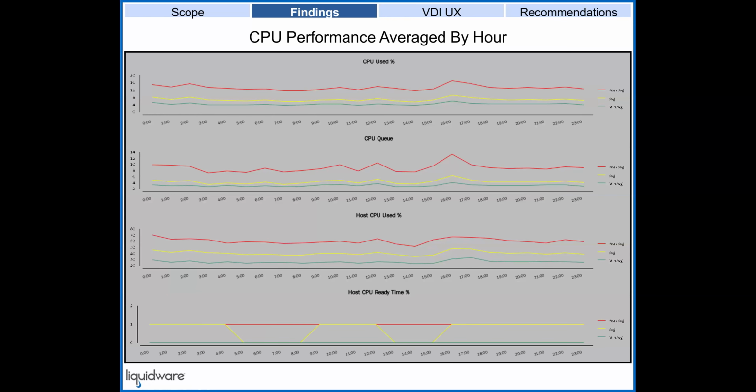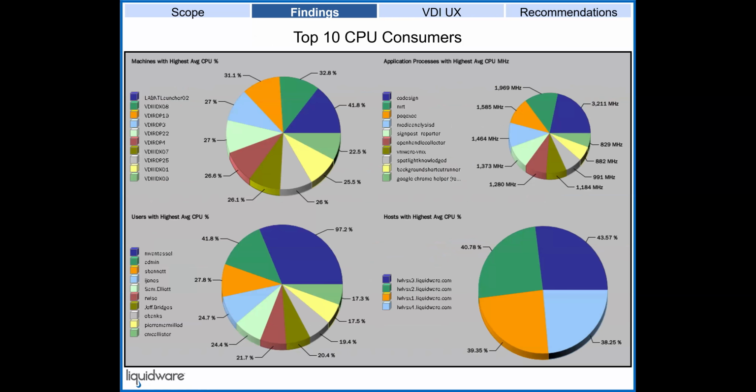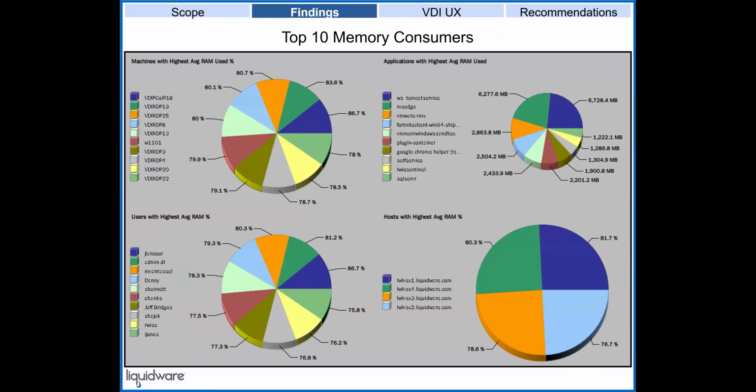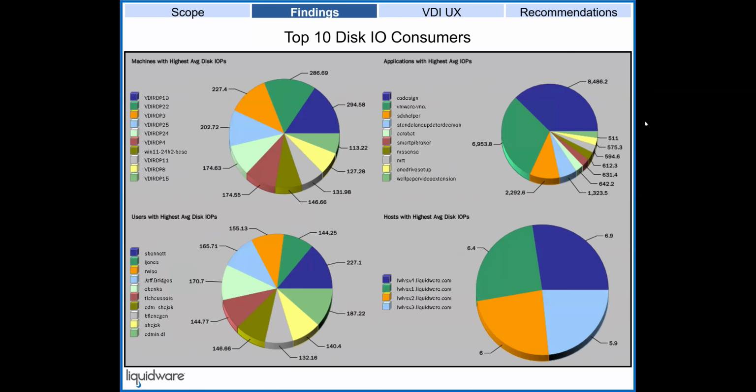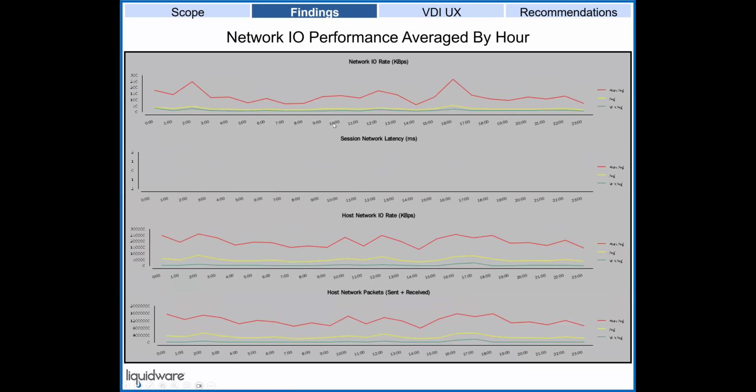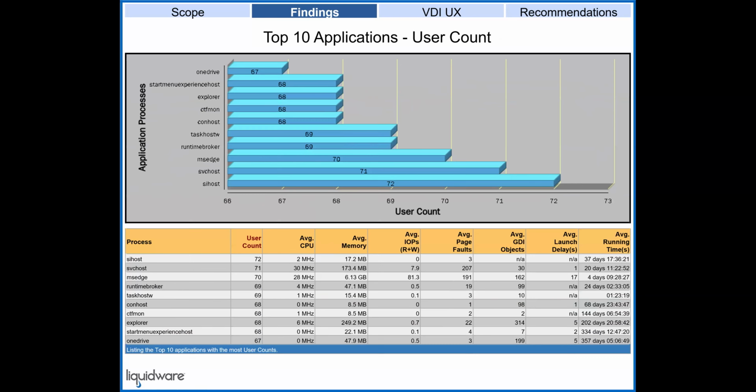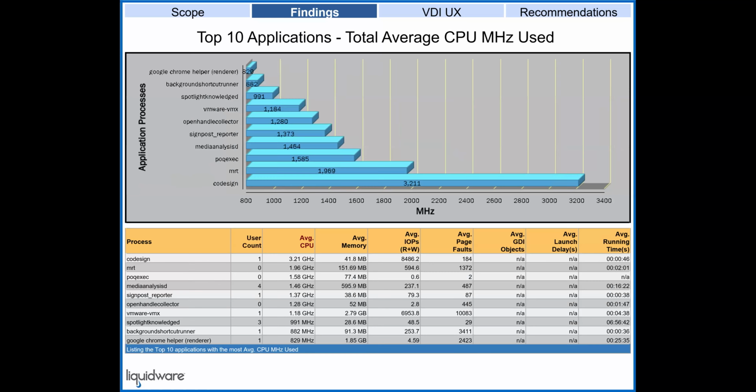We're also going to understand individual consumers. So I'm going to see what's going on with individual CPU consumers from machine, applications, users, and host perspective. I'm going to do the same thing with memory. I'm going to do the same thing with I/O, so I can figure out where is this crazy amount of IOPS and CPU coming from. But then I'm also going to take apart your applications. I'm going to say, all right, who's using what applications and under what conditions are we seeing these resource problems?